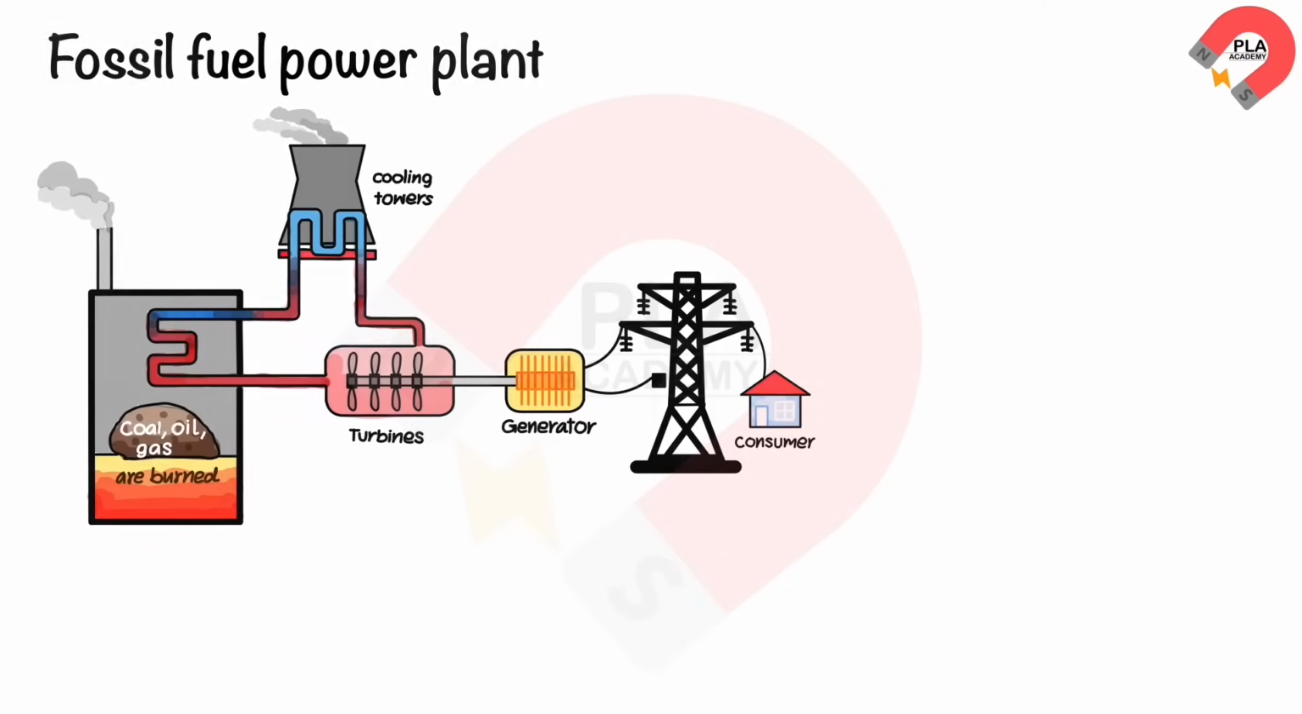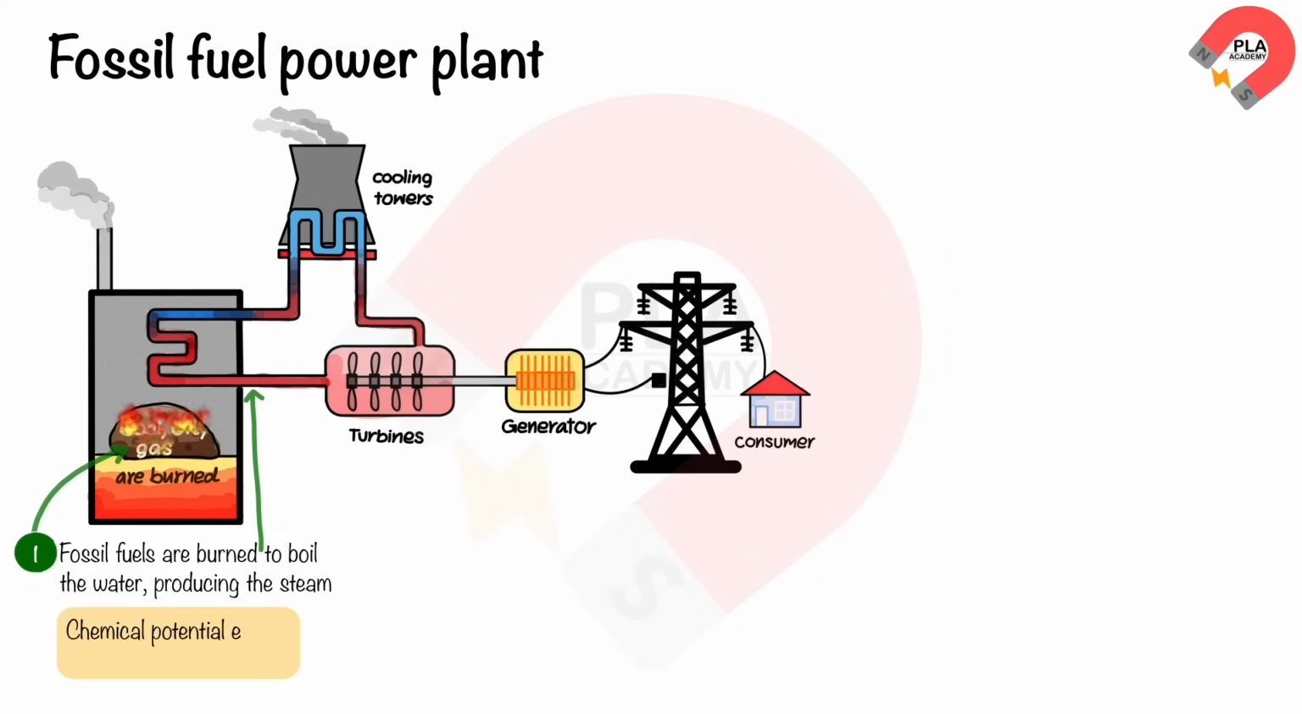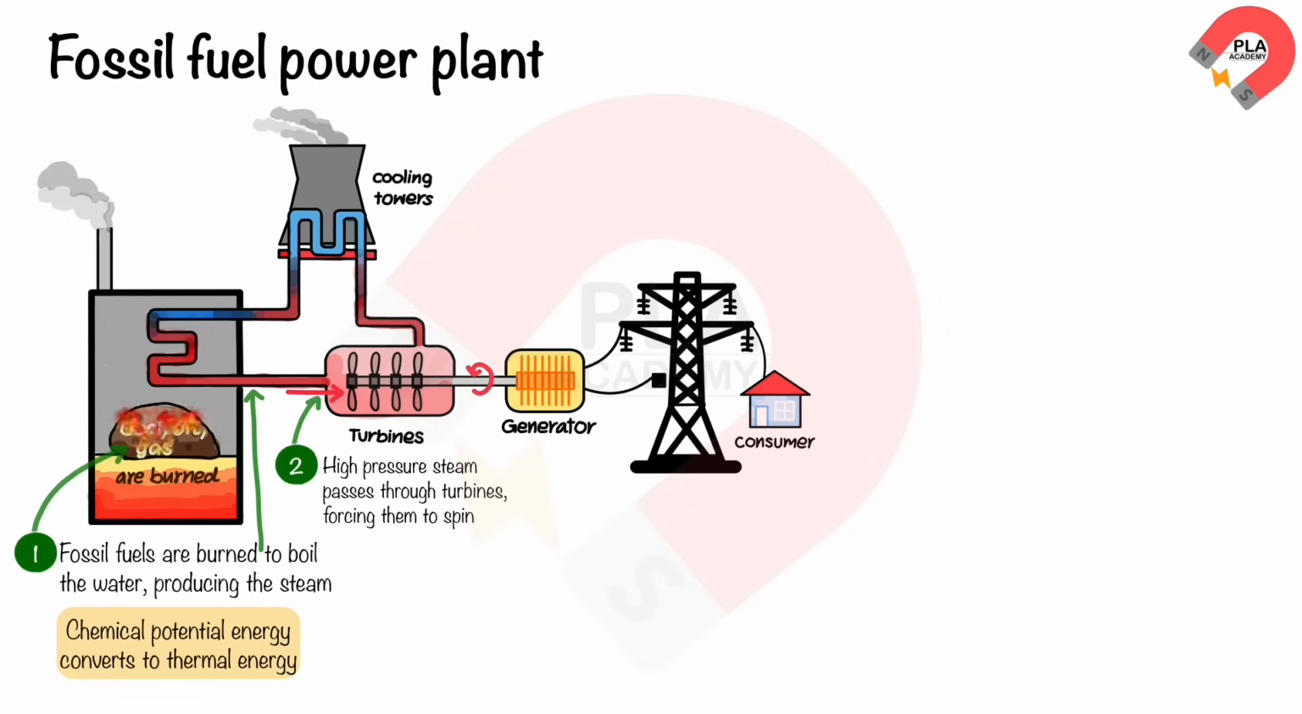Fossil fuel power plant. Fossil fuels such as coal, oil, and natural gas are burned to boil water, producing steam. This changes the chemical potential energy in fossil fuels to thermal energy, which is stored in the steam. The high-pressure steam passes through turbines and forces them to spin. This changes the thermal energy to kinetic energy, which is stored in the turbines.